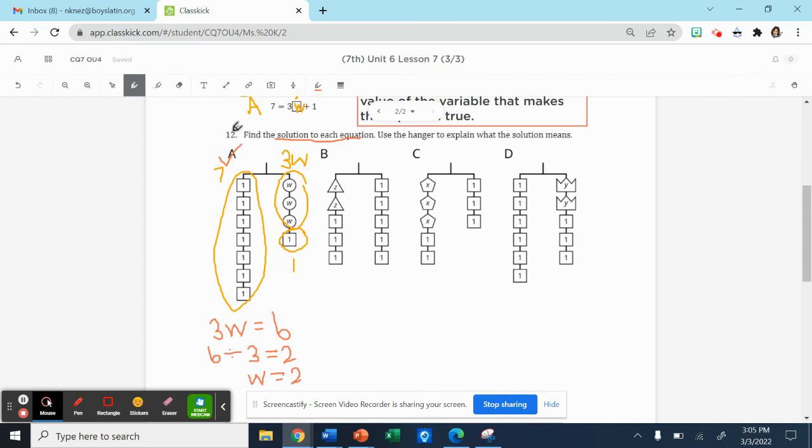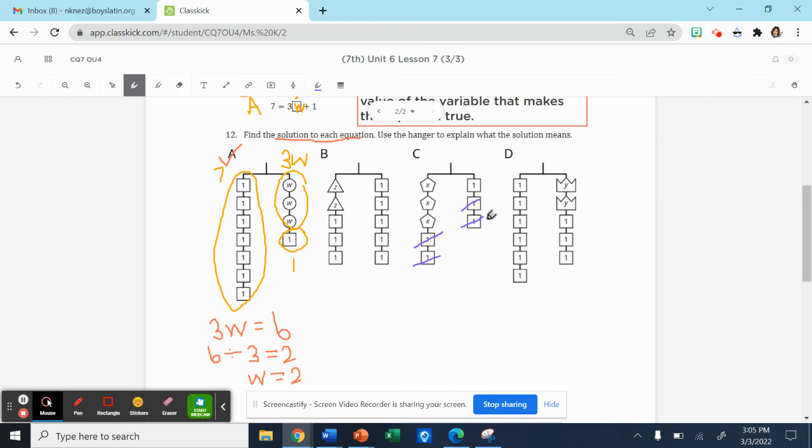A is done. I'm going to show you a second way on C, and then I'll have you do B and D on your own. In diagram C, I'm going to cross off 2 ones from the left side. If you imagine this as a physical hanger that we want to stay in balance, if I cross off ones from the left side, I also need to cross off 2 ones from the right side of the equation.